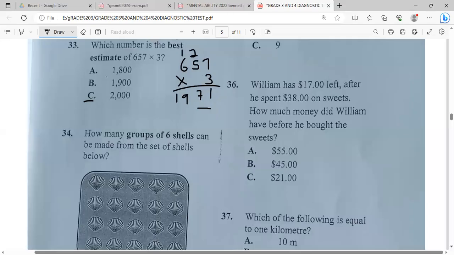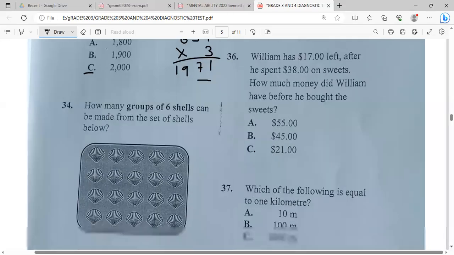How many groups of 6 shells can be taken from the set of shells? So we need to know how many shells are there now. 1, 2, 3, 4, 5, 6, 7, 8, 9, 10, 11, 12, 13, 14, 15, 16, 17, 18, 19, 20. You could literally say 20 divided by 6, and you get 3 groups, right? Or you could just simply cut them up in groups of 6. So let's do that.